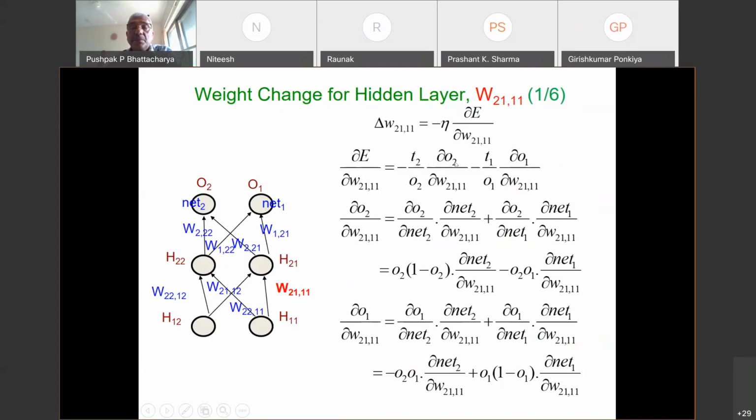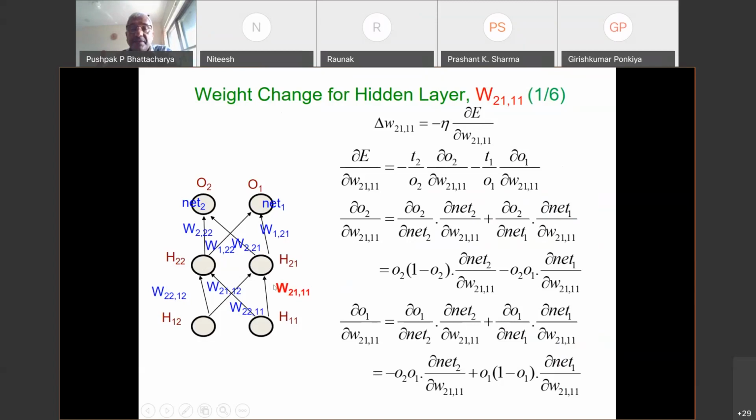So I have to bring in that loss expression. I get delta E delta W equal to minus T2 by O2 delta O2 delta weight minus T1 by O1 delta O1 delta weight. O1 and O2 are the constants. Now you see, we are interested in this weight change rule.